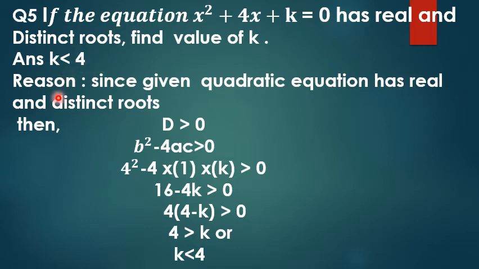But how? As in the question it is given that the quadratic equation has real and distinct roots, it means the discriminant should be greater than 0, and we know that the discriminant is given by b square minus 4ac. So we can write b square minus 4ac greater than 0. On putting all the values and solving we get 16 minus 4k is greater than 0, and finally 4 is greater than k, or k is less than 4. It means when the value of k is less than 4, the given quadratic equation has real and distinct roots.